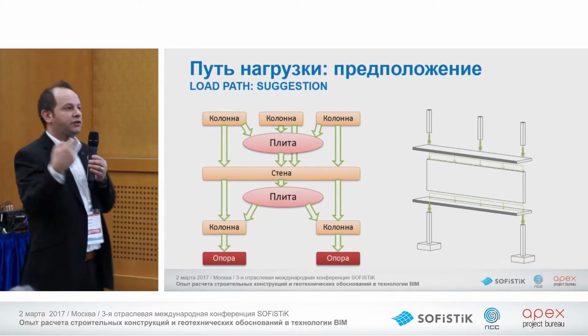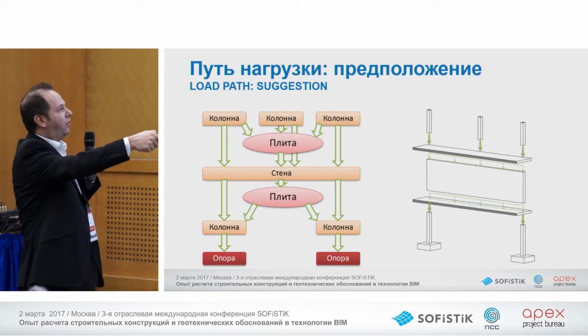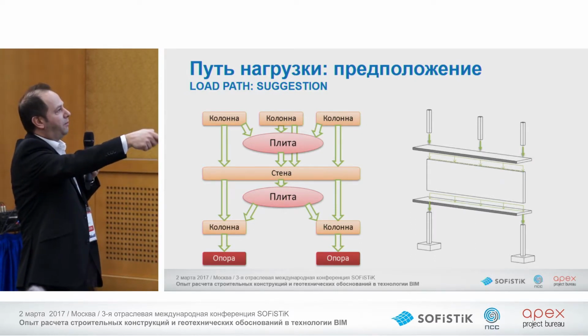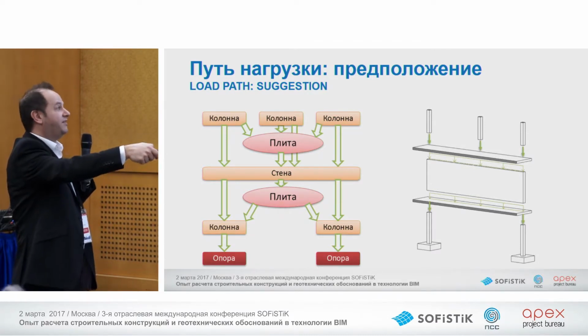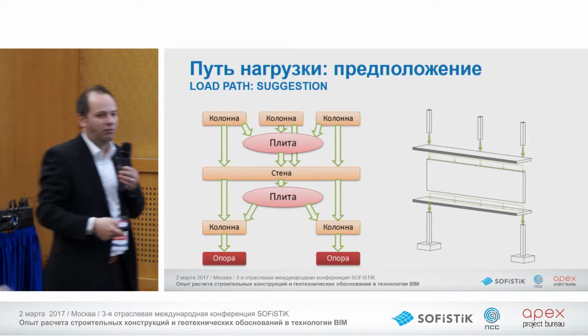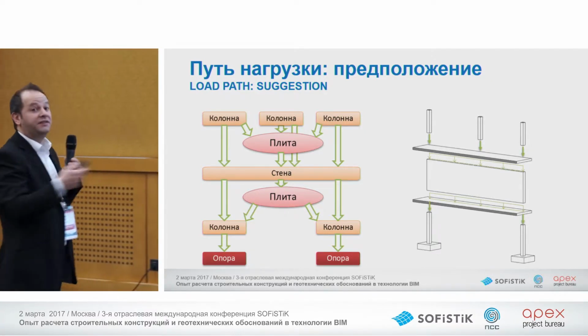So this is what the software maybe suggests to you, and you can directly transfer all these loads from top to bottom, like the wall loads go to the slab, and the slab transfers the load to the column, which in my eyes is not the correct way. But it is the shortest way.